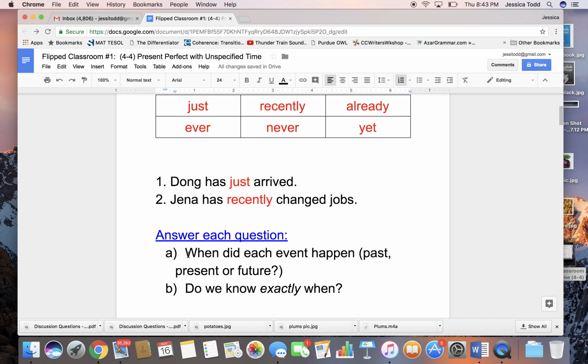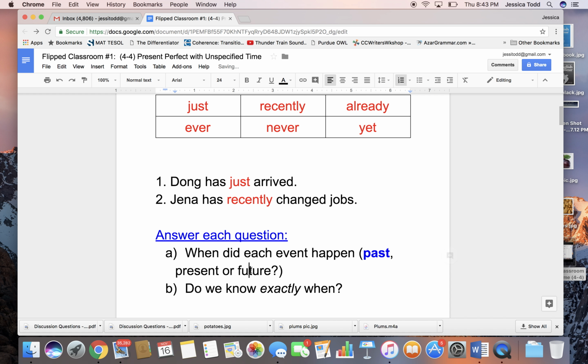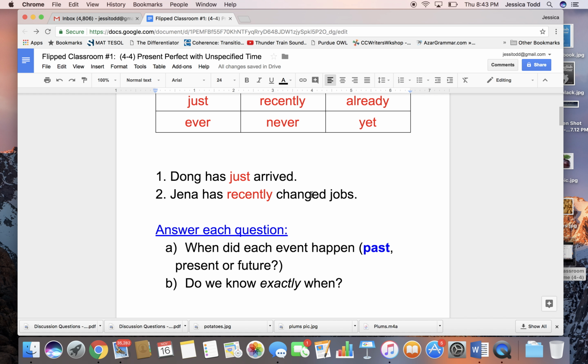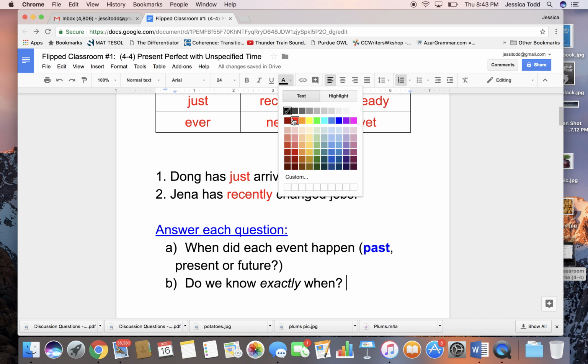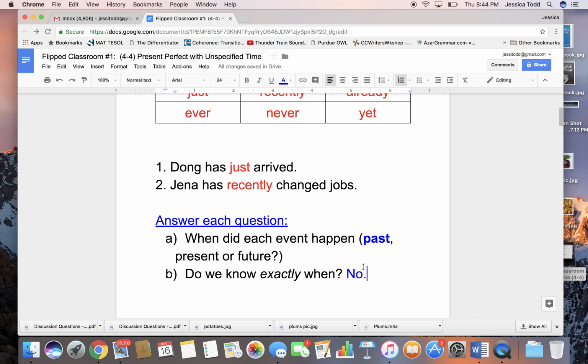Okay, so the answer to letter A, when did each event happen up here? If you guess that they happened in the past, then you are correct. High five. Both Dong arrived in the past and also Jenna recently changed jobs in the past, according to the sentence. Now, letter B says, do we know exactly when? Do we know exactly when Jenna changed her job or exactly when Dong arrived to the class? No, we do not. Okay, so we can see how this illustrates our use of the present perfect, right?